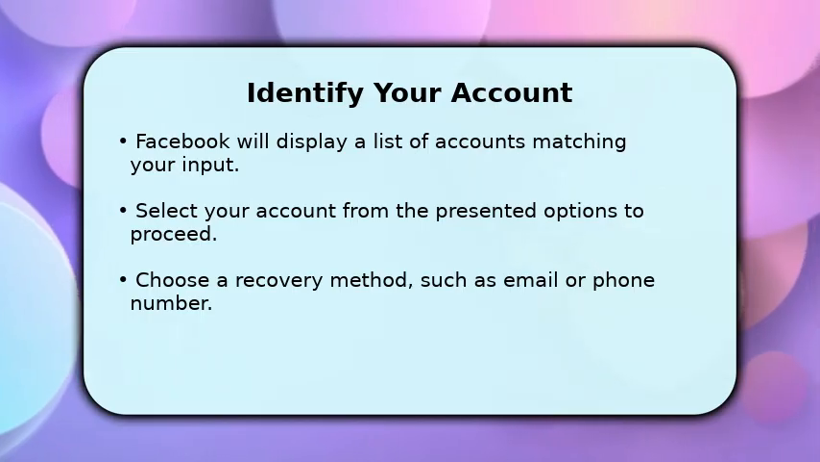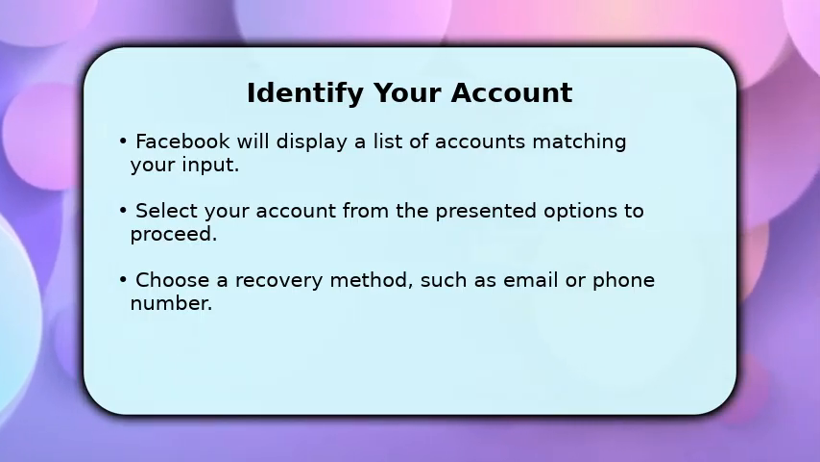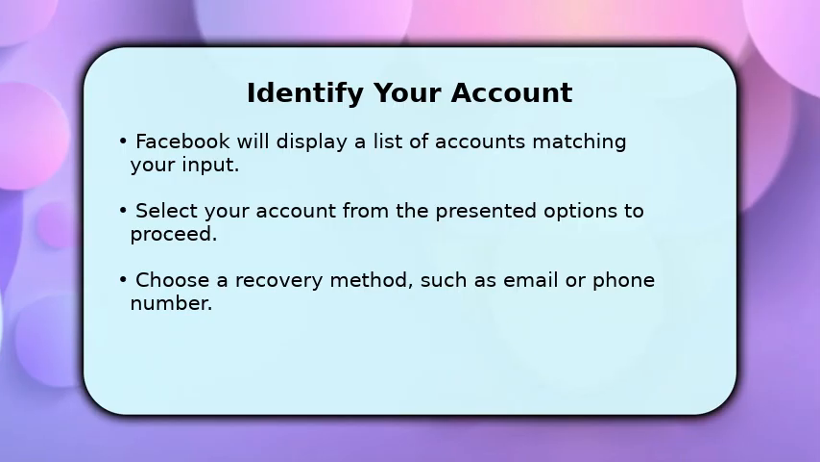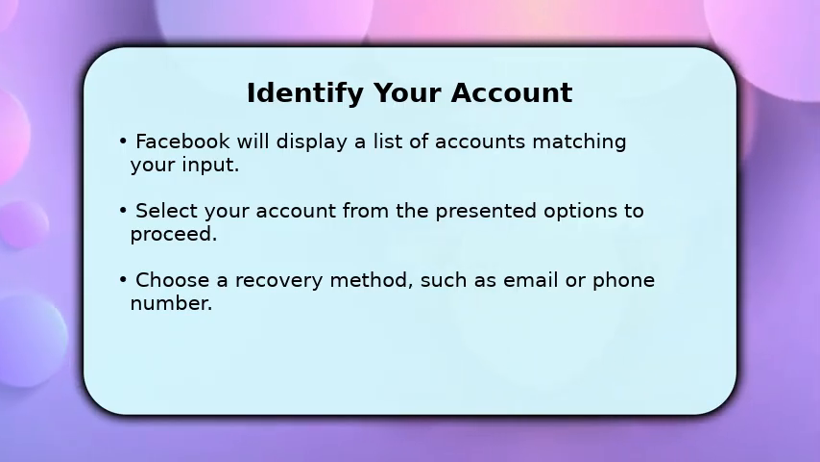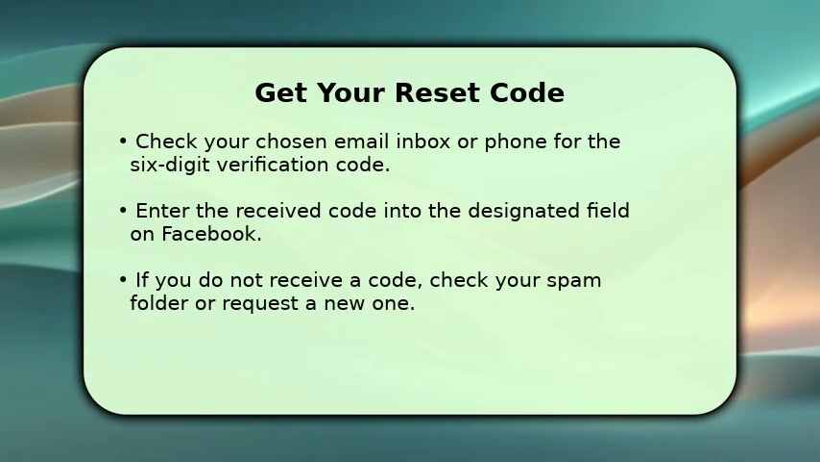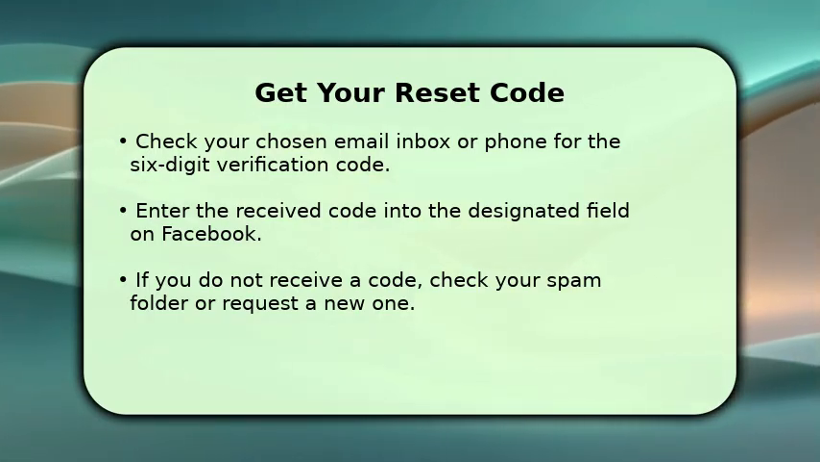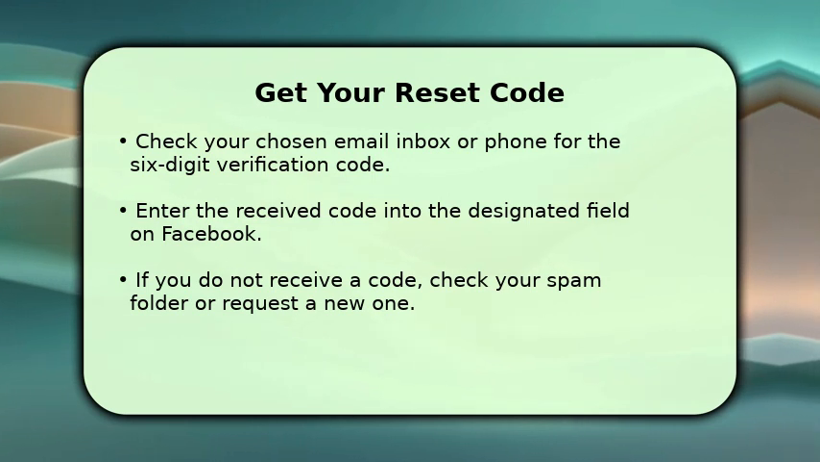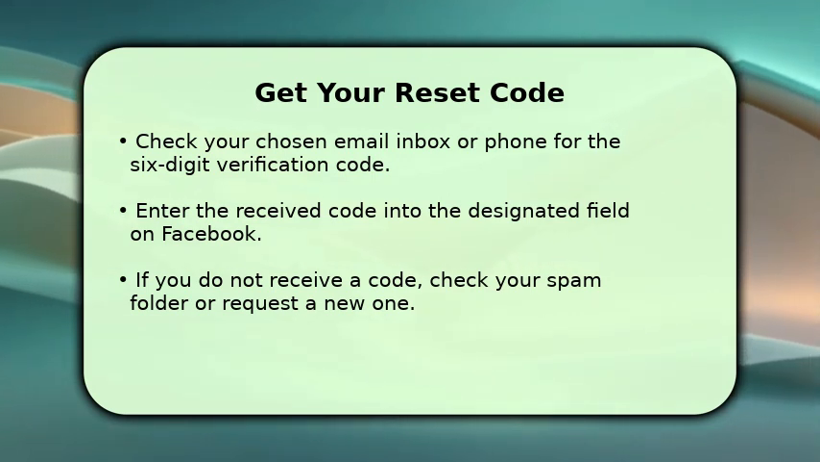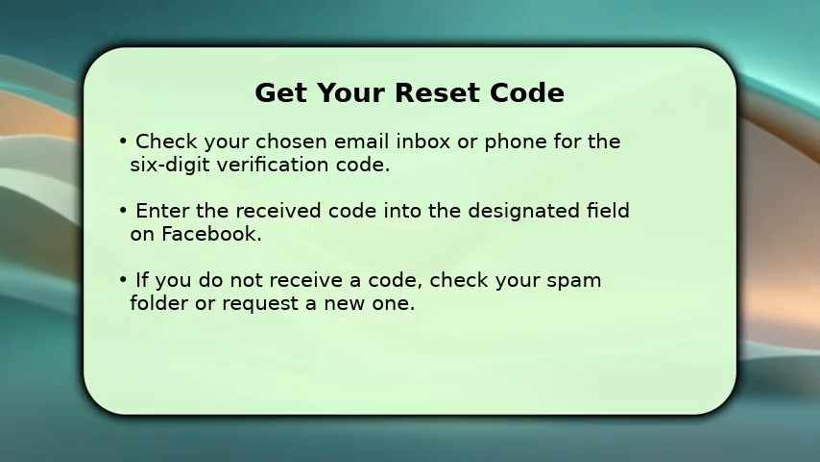Once your account is confirmed, you will be prompted to choose how you'd like to receive your password reset code. Common options include sending a code to your linked email address or a text message to your registered phone number. Once you've selected your preferred recovery method, Facebook will send a unique 6-digit verification code to either your email inbox or your mobile phone. Please check the corresponding location for this code.